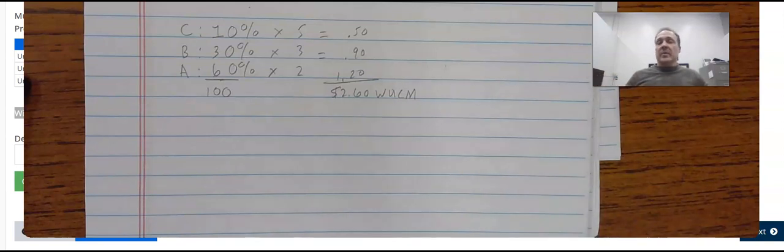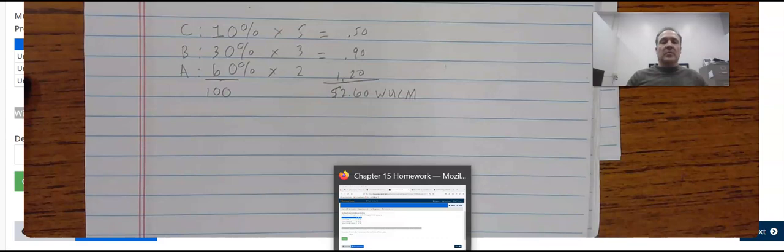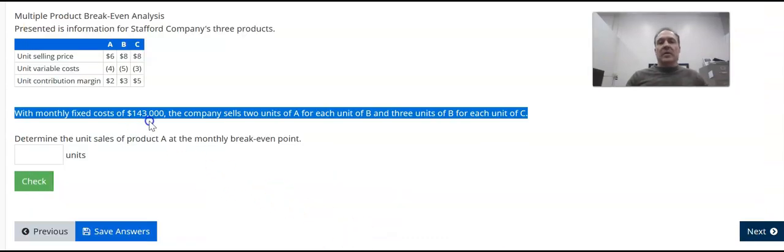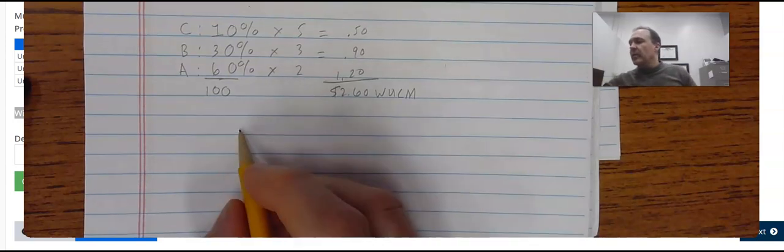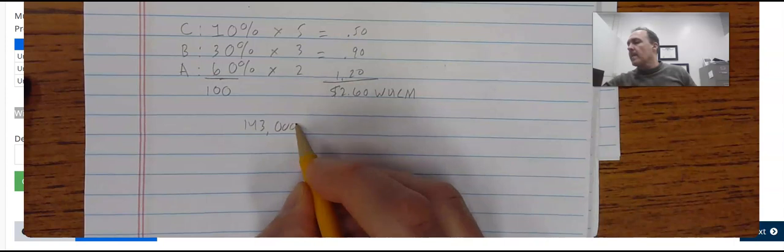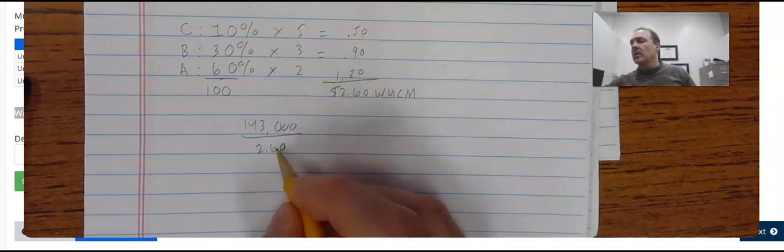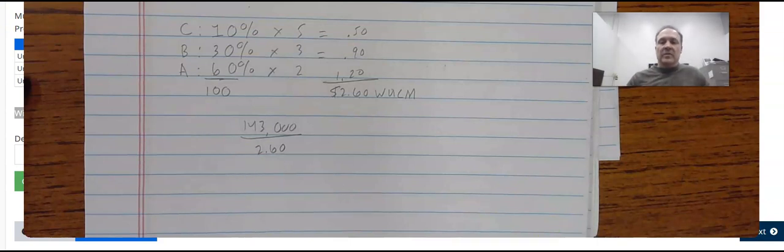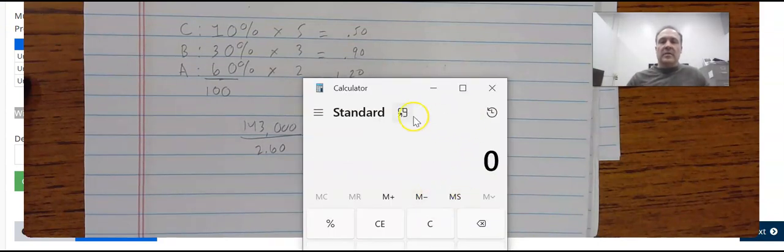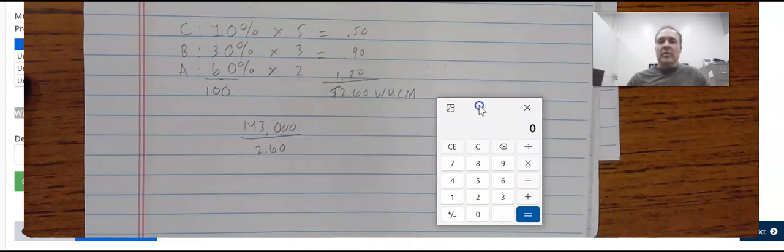Okay, so we got that. Now I can't remember how much our fixed costs were. I think it was 143,000. There it is, 143,000. So we're going to take that 143,000 and divide it by this $2.60. Let's make the calculator a little bit smaller. So $143,000 in fixed cost, divided by 2.6 equals 55,000.